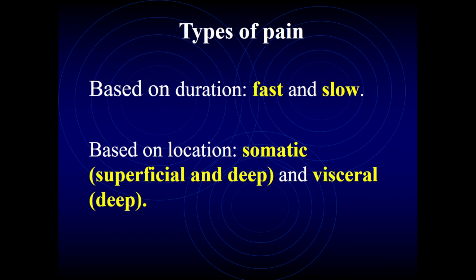On the basis of location, somatic and visceral pain. Somatic pain may be superficial and deep. Superficial, for example, on the skin, and somatic deep pain, for example, in muscles and bones. Visceral pain comes from internal organs and blood vessels.